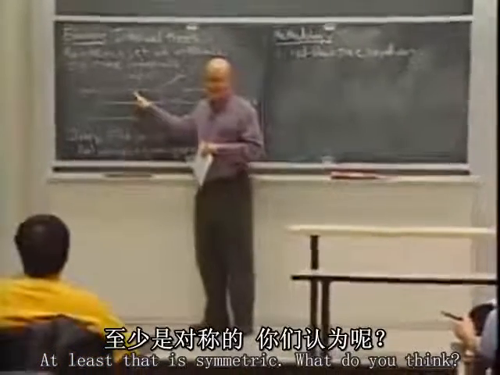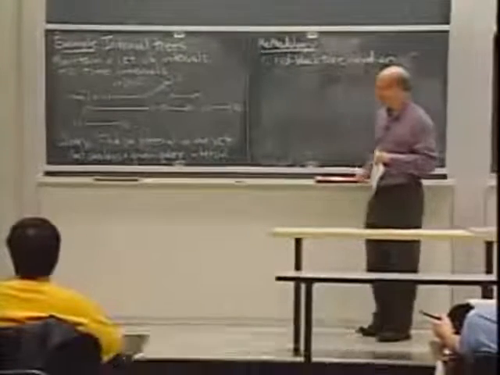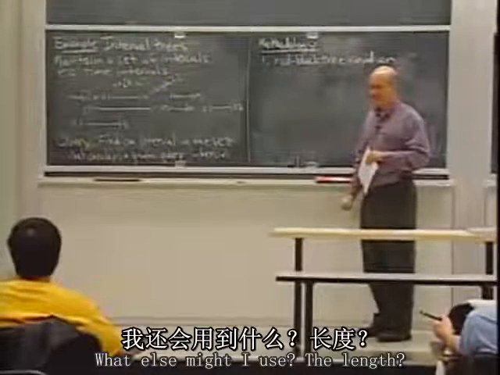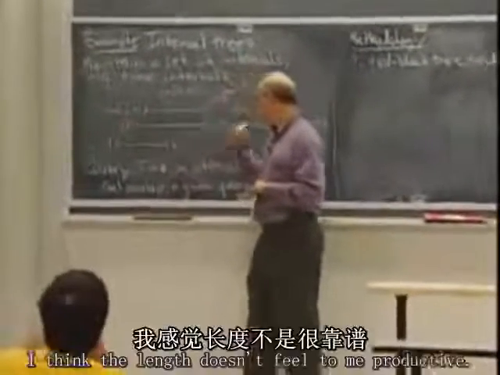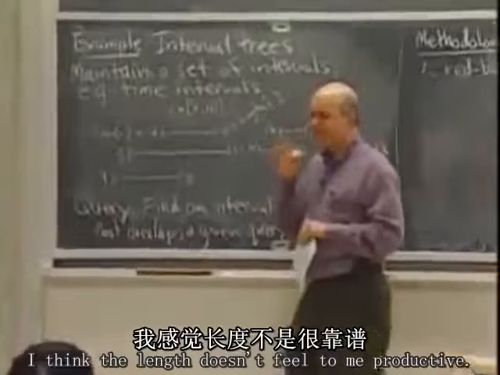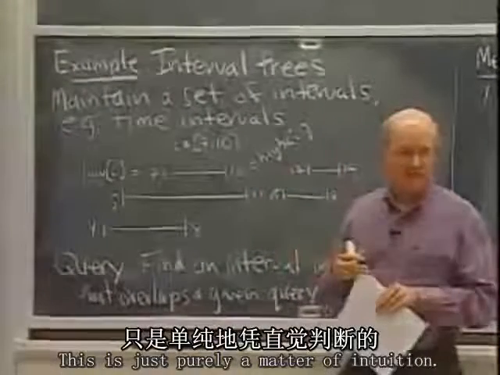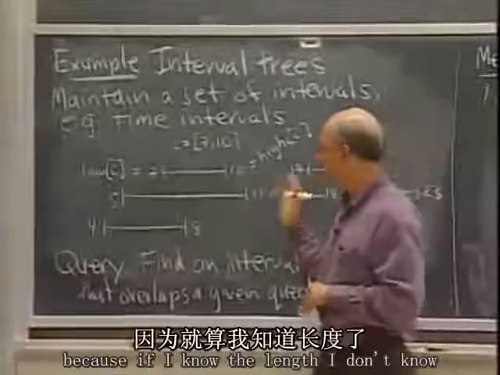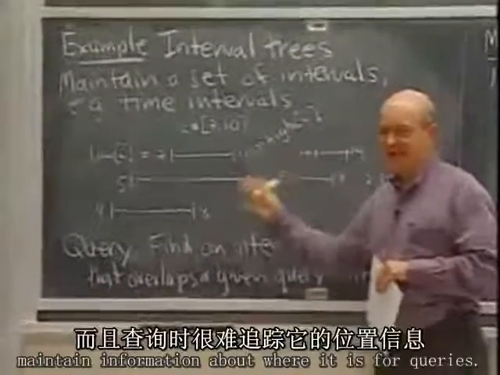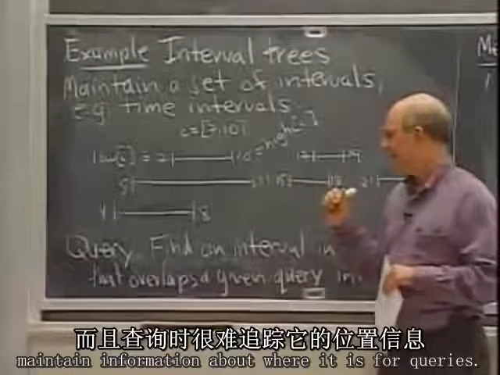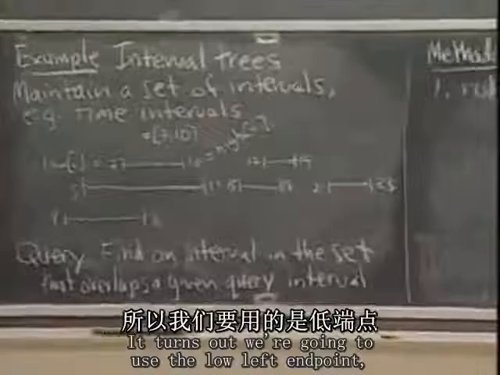So what do you think? What else might I use? The length? Yeah, the length. I think the length doesn't feel as productive to me. This is just purely a matter of intuition. It doesn't feel as productive because if I know the length, I don't know where it is. So it's going to be hard to maintain information about where it is for queries. So it turns out we're going to use the low left endpoint.